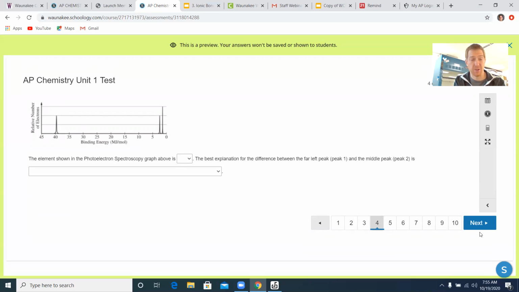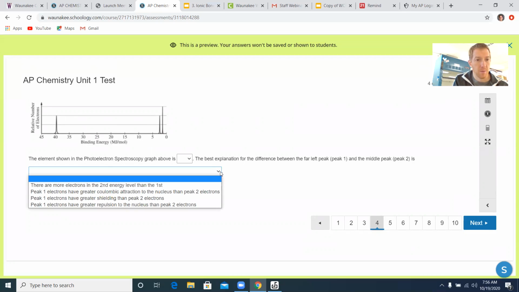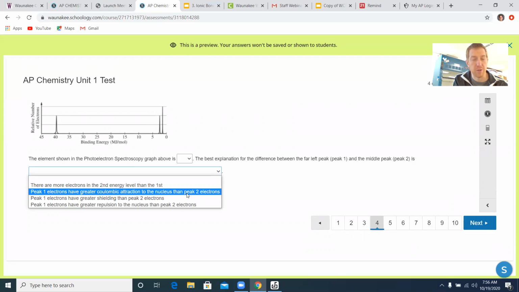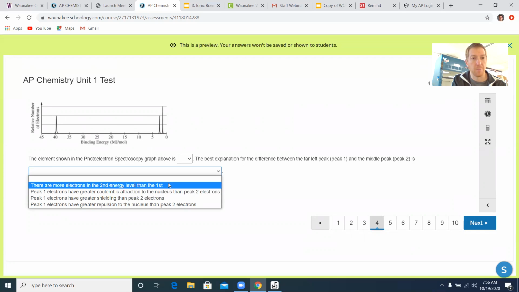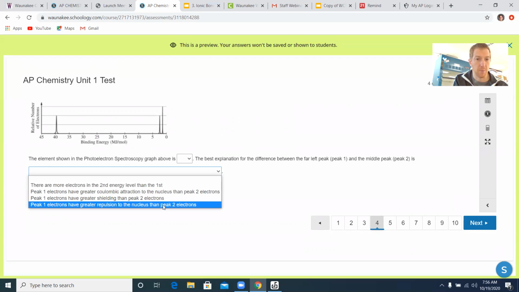Another graph, photoelectron spectra. 1s2, 2s2, 2p3, because it goes up to the 3rd spot. And if I look at what's going to be 2p3, that would land on nitrogen. Then as for the best explanation for the difference between the far left peak, that's the 1s2, and the middle peak, the 2s2, peak 1 electrons have a greater coulombic attraction because they're closer to the nucleus. They certainly wouldn't have greater shielding because there's no shell of electrons between them. It's not a matter of the number of electrons. And repulsion wouldn't make sense either.